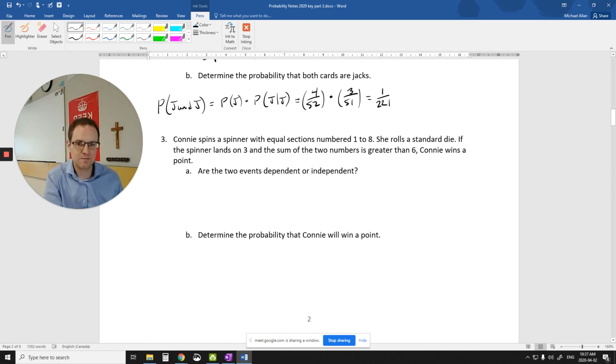Connie spins a spinner with sections 1 to 8. She then rolls a dice. The spinner lands on a 3, and the sum of the 2 numbers is greater than 6.